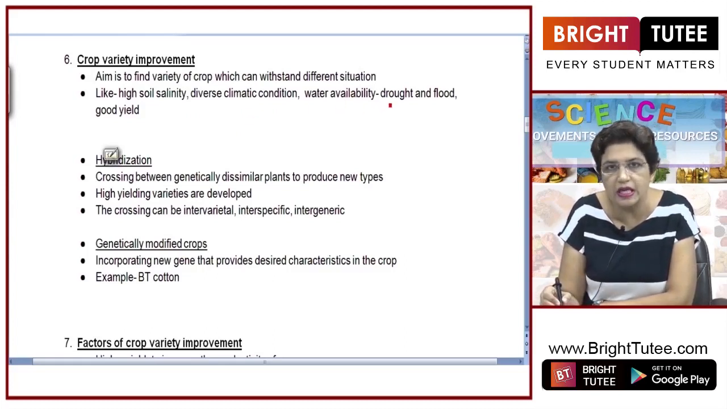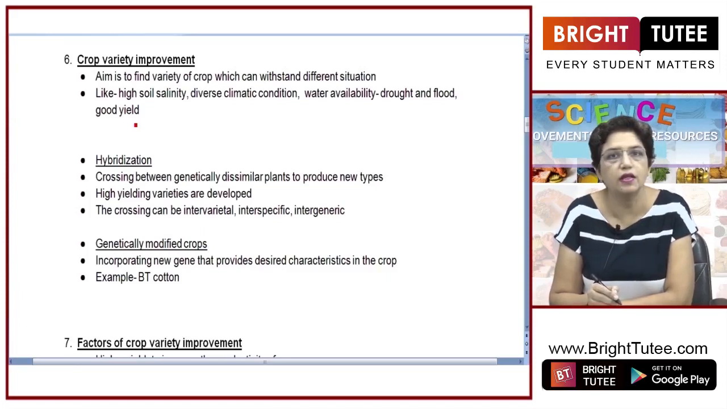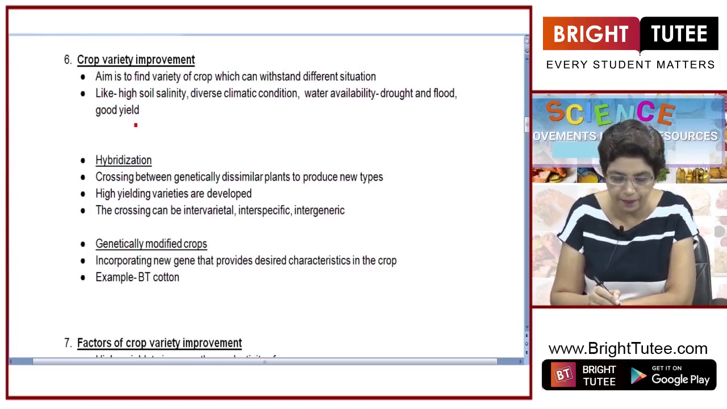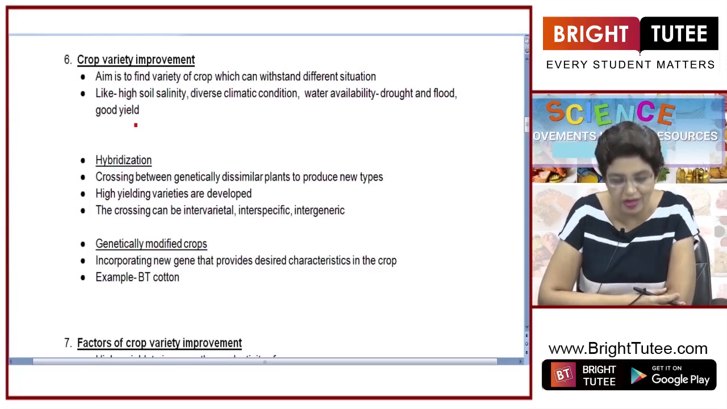Then water availability, that crop should be able to withstand drought and flood conditions, and that crop gives us good yield. For example, in case of wheat and rice, if each plant gives us more number of seeds, then we will say the crop is giving us good yield. Okay, this is our aim of improving the crop variety.